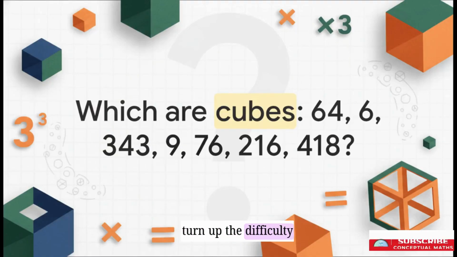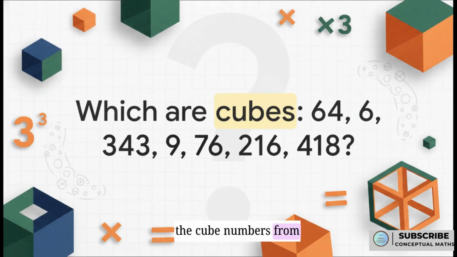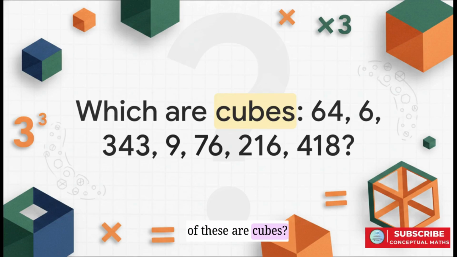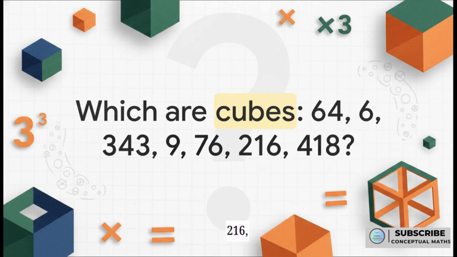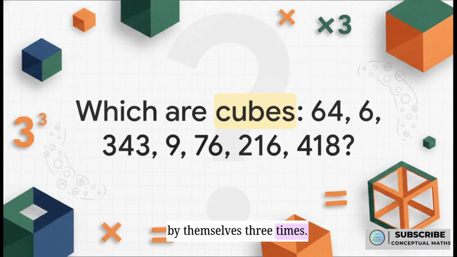Let's turn up the difficulty a bit. Now I'm challenging you to spot the cube numbers from this tricky new lineup. Which of these are cubes? 64, 6, 343, 9, 76, 216, 418. Take a really good look. Remember, we're looking for numbers multiplied by themselves 3 times.